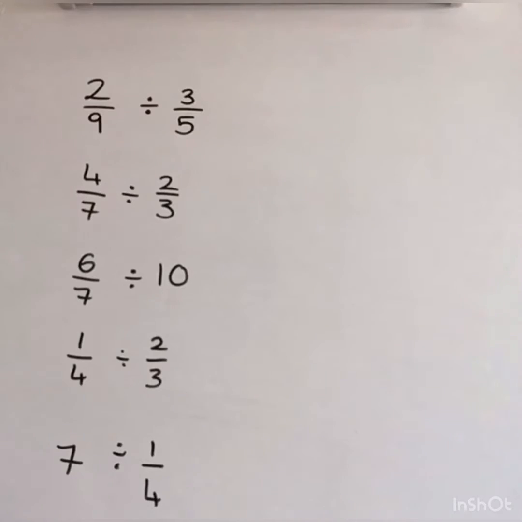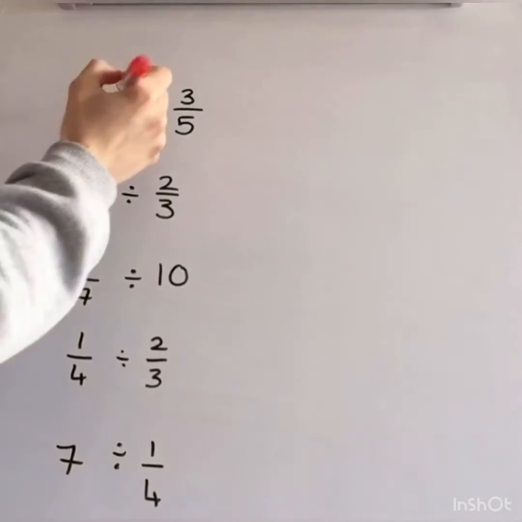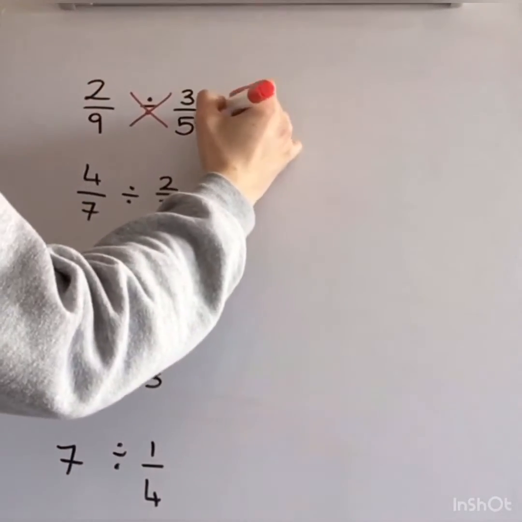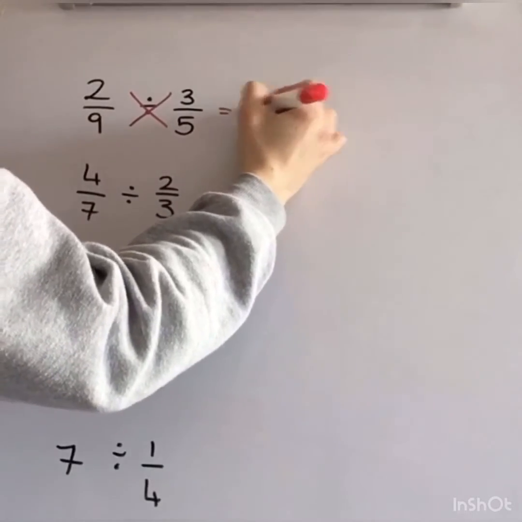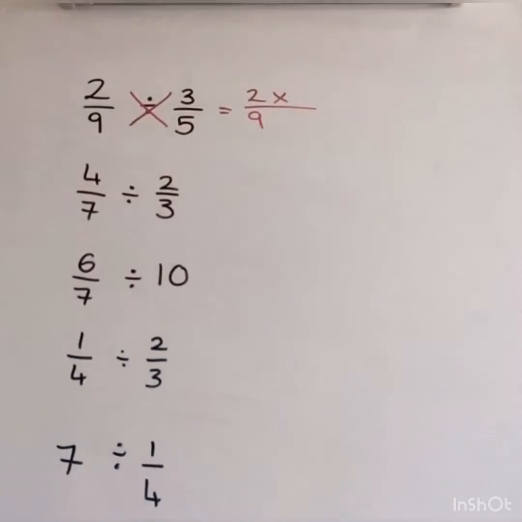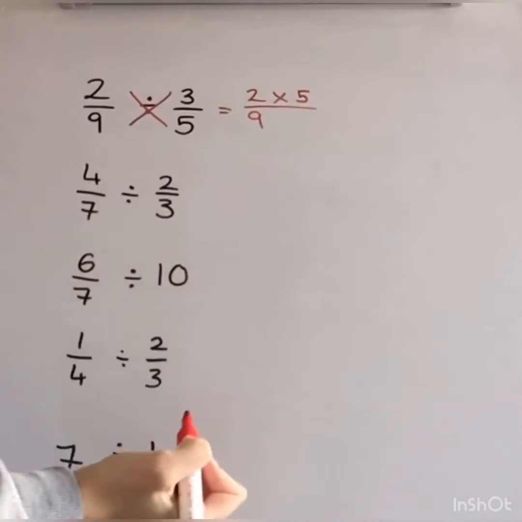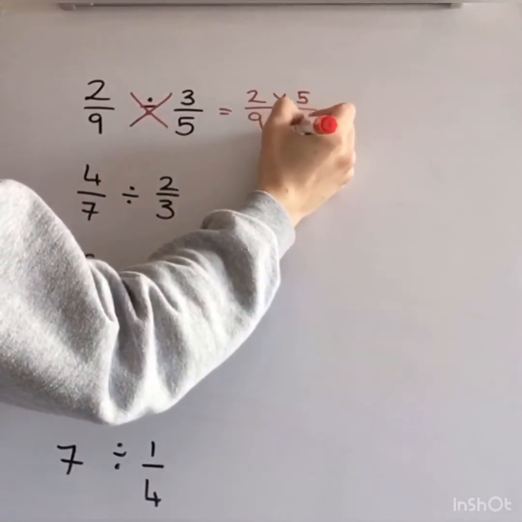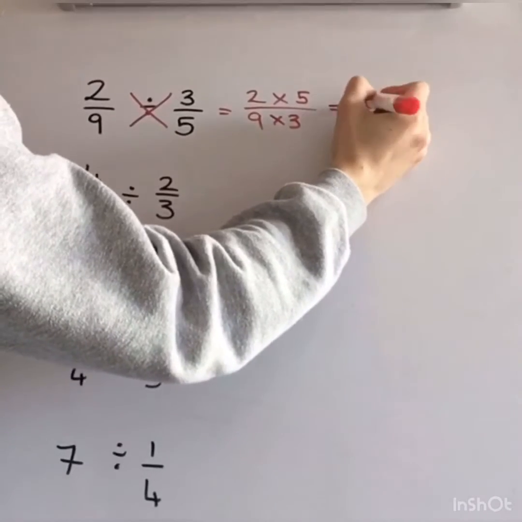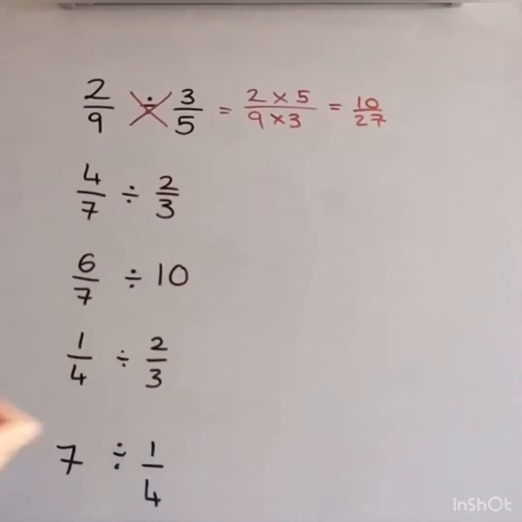Okay, so I'm now going to go through these answers. If you've not finished, make sure you pause this now and finish the questions. Okay, so they're all divide. And remember what we said in the previous lesson, we multiply across the diagonals. So we do 2 times 5 and 9 times 3. So your final answer would have been 10 over 27.